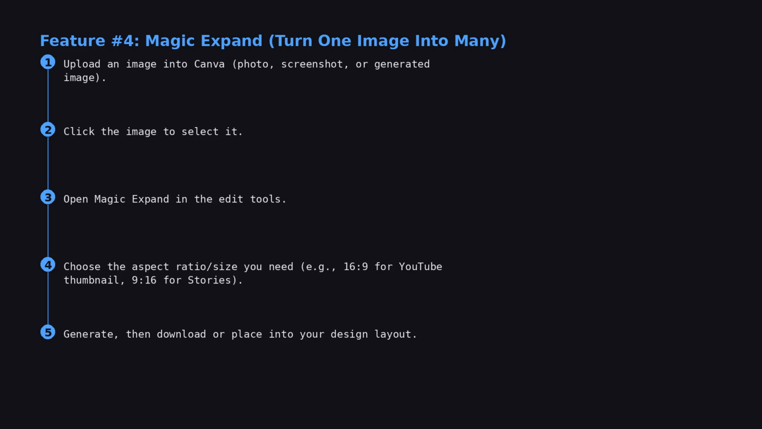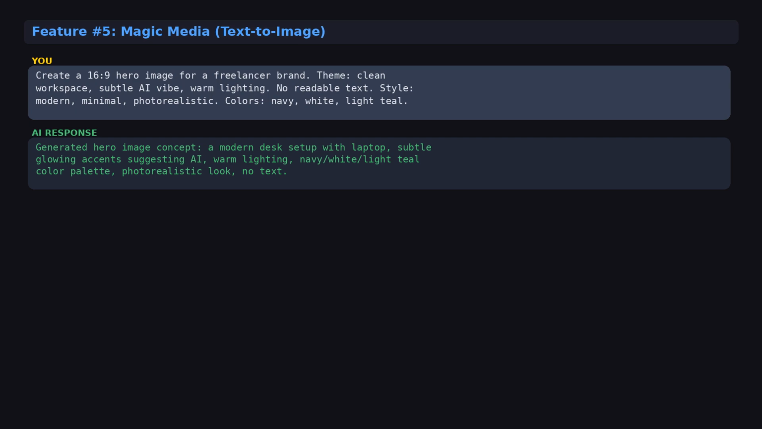Now here's the curiosity bump. We're going to move from editing existing images to creating new visuals fast, and that's where Magic Media shines. Feature number 5 is Magic Media, specifically the text-to-image part. What it is, Magic Media can generate images from prompts, so you can create backgrounds, hero visuals, and social cover images without hunting stock photos. Why it matters? Freelancers often need something that looks like their brand for proposals and content.